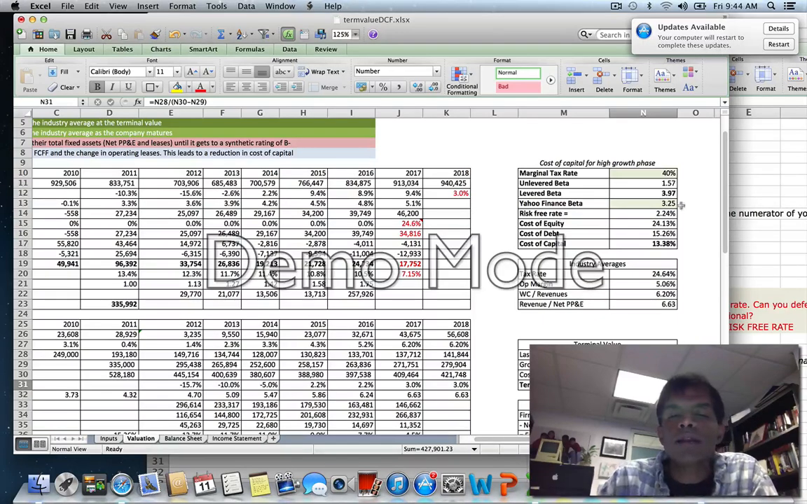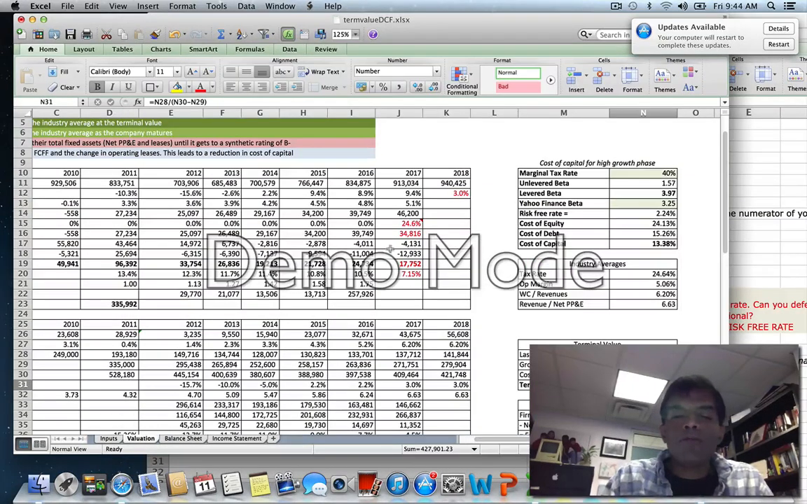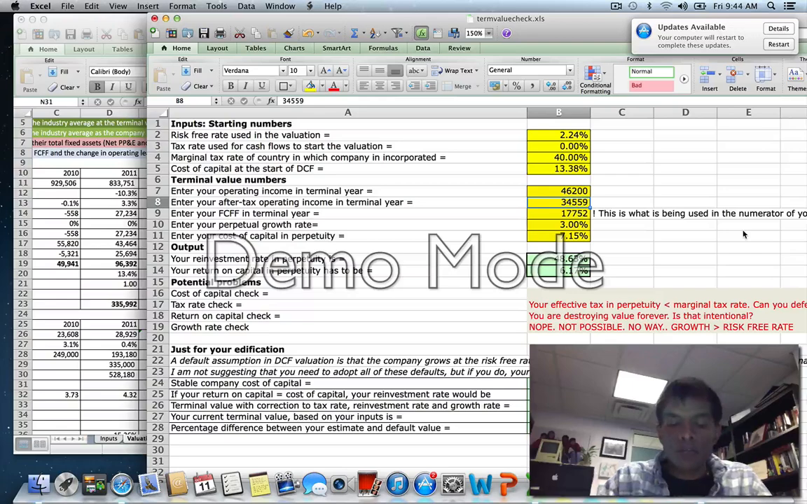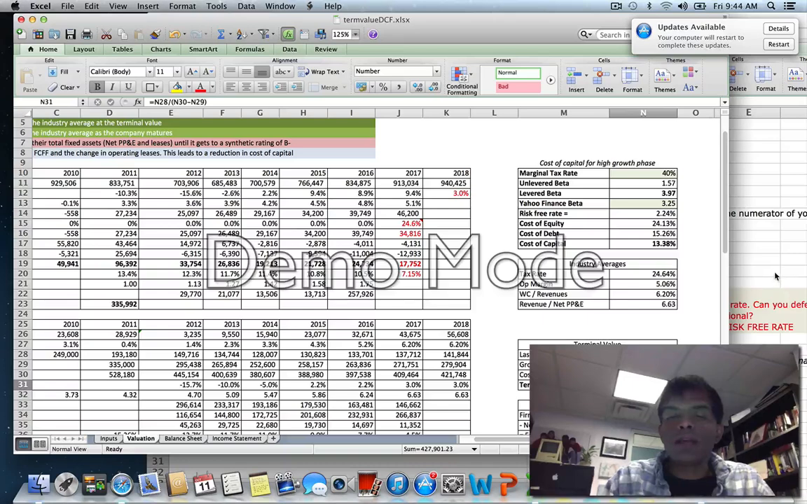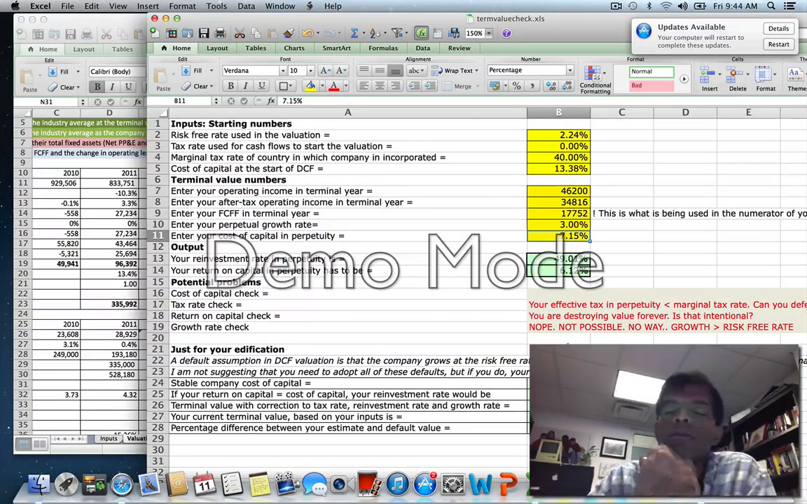In fact, let me correct that. It's 46,200 is the operating income. So I'm going to enter the 46,200 as the operating income. And the after-tax operating income is 34,816. And the free cash flow to the firm is 17,752. So basically, I've just reproduced the numbers from the spreadsheet. I've reproduced the growth rate used and the cost of capital used.